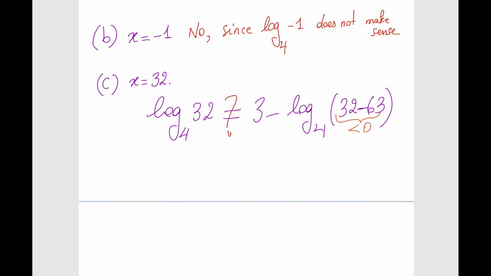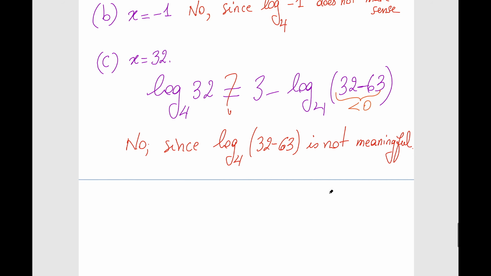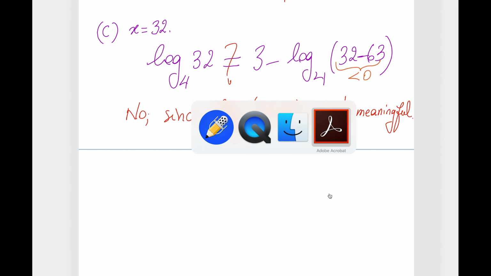Okay? All right, so it's a no again, since log base 4 acting on 32 minus 63 is not meaningful, right? Okay. All right, let's keep going with the problems in the book.